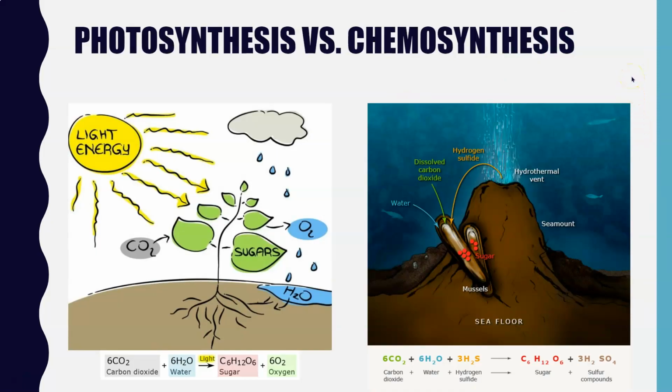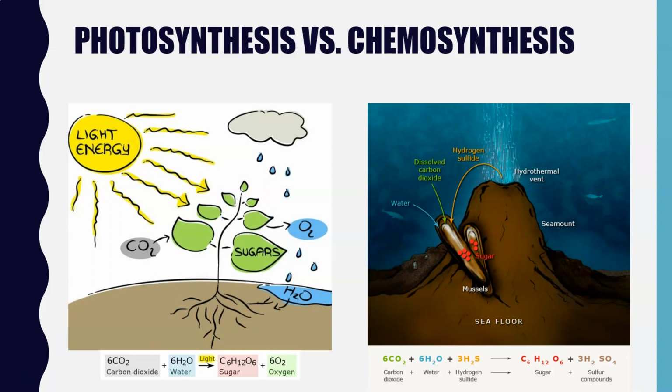So here's the difference between photosynthesis versus chemosynthesis. So this first picture on the left-hand side, you're seeing that we need carbon dioxide and water with some sunlight, which is your activator, which allows plants to make oxygen and also their food product, which is sugar.